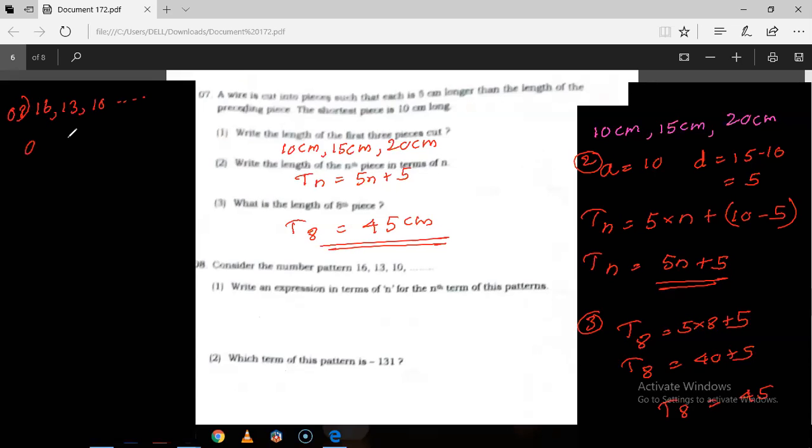a equals 16. For the common difference, take any term except the first term and subtract the previous term. Then we get the common difference, right? 13 minus 16 is minus 3. Then you can write the general term Tn equals n times d, the common difference, plus the first term a minus the common difference. d is how much here? Minus 3. So minus 3n plus first term 16 minus (minus 3).